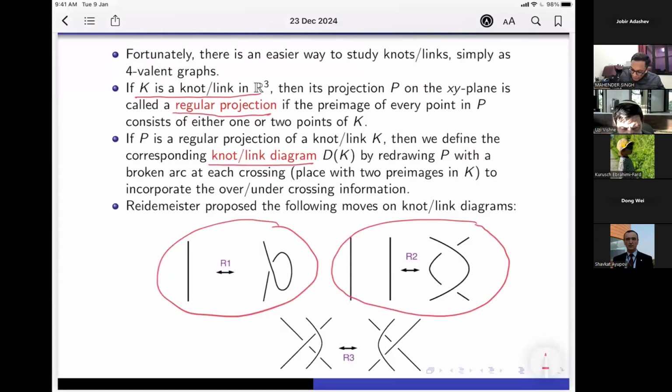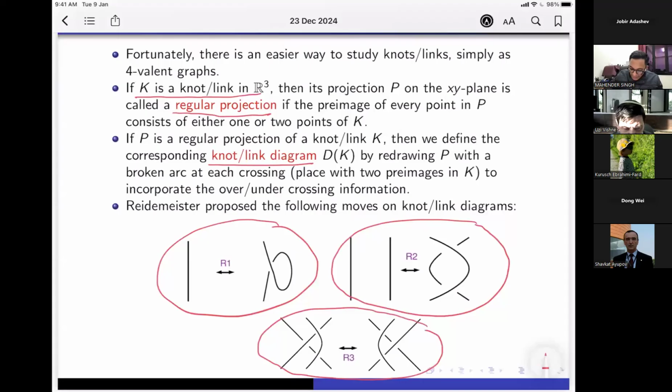And the third one is called the third Reidemeister move. If you have three strings, like two crisscrossing like this, and another one on the back or the front, you can slide the third one up and down in the plane diagram. So these are the three critical moves that Reidemeister proposed in the 1930s for diagrams of knots.